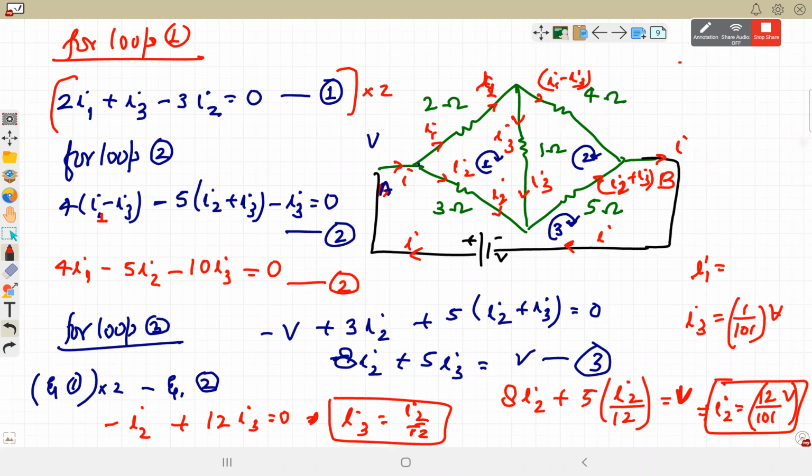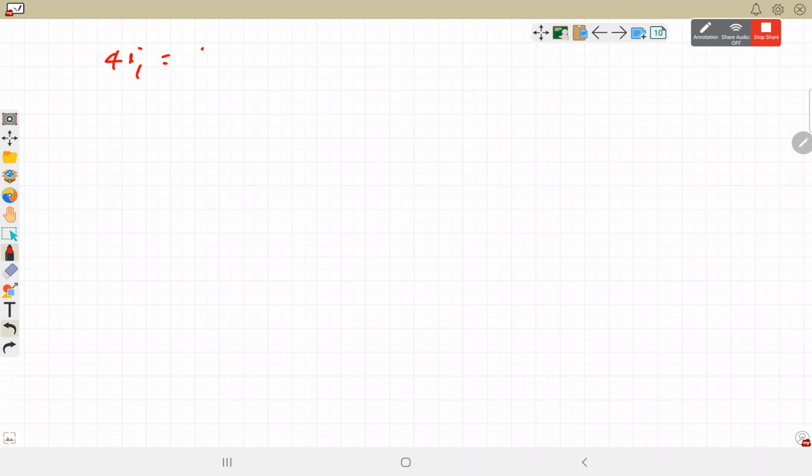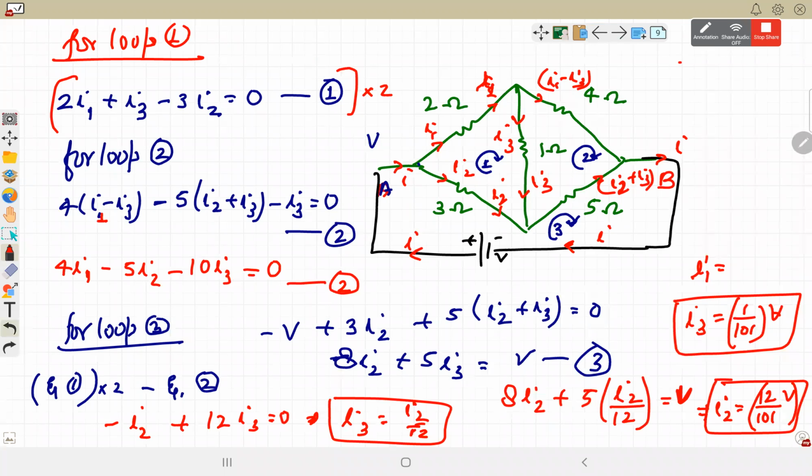Then we can put in any of the equations, either equation number 1 or equation number 2, to calculate the value of I1. I hope the calculation is correct, but फिर भी एक बार verify कर लेना, check कर लेना calculation में कुछ गड़बड़ ना हो. What is the value of I1? I3 is 1 by 101 times V, I2 is 12 by 101 times V. To calculate I1, we can use 4 I1 is 5 I2 plus 10 I3.